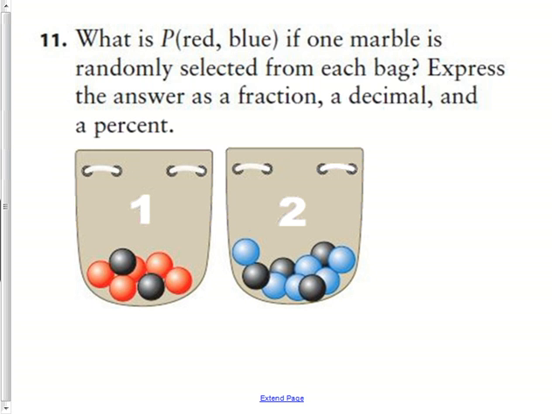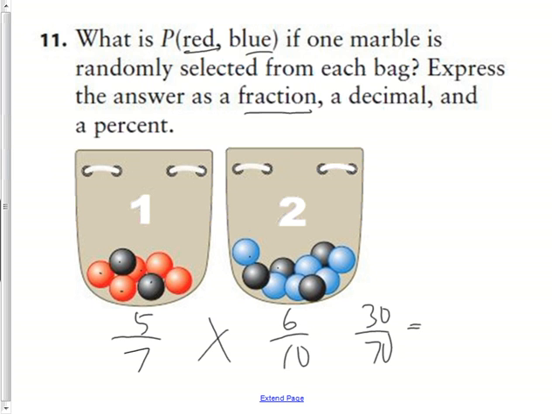Question 5 says, what's the probability of red and then blue if one marble is randomly selected from each bag? There are 7 marbles in this bag, 5 of which are red. So the favorable outcomes to get my red marble are 5 chances out of 7. In the second bag for the blue, I have 10 marbles, and 6 of them are blue. If I multiply those two together, I get 30 out of 70, which is my answer as a fraction.